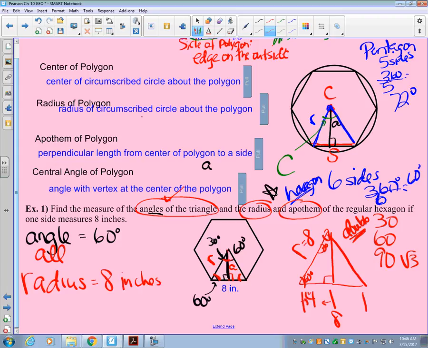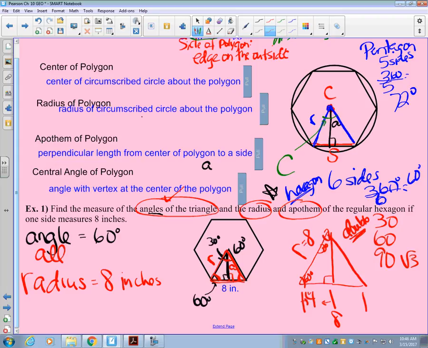The reason that makes sense is if all the angles of this triangle are 60 degrees, it's an equiangular triangle. It is also equilateral. So all the sides are 8.